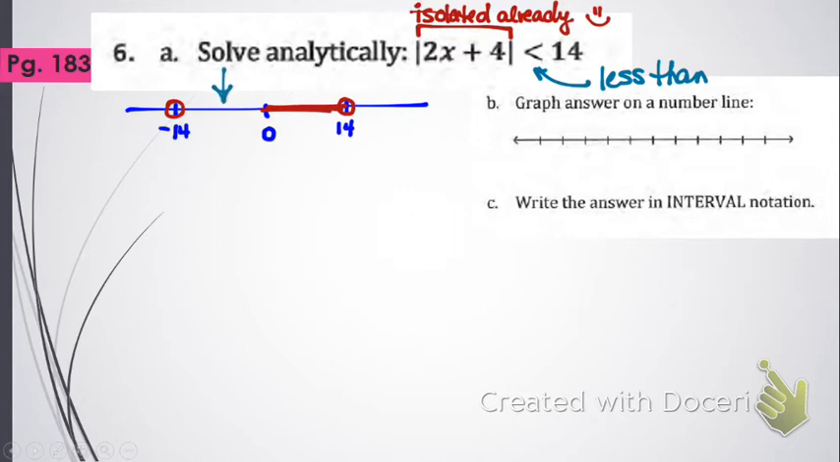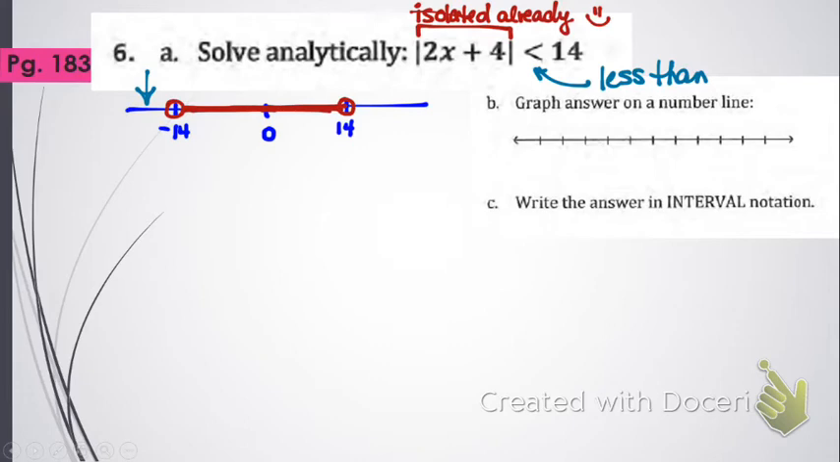Could I be here? Yes, that is also less than 14 steps away from 0. Could I be here? No. Why? Because it's more than 14. If I start at 0 and I start walking off to the left, if I'm over there where the arrow is, that's too far. It took me more than 14 steps to get there.